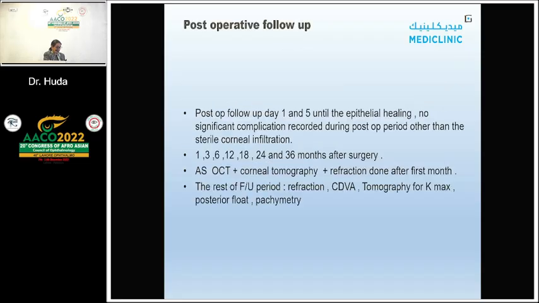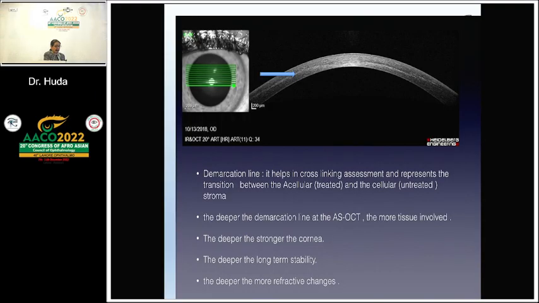Okay, so post-operative follow-up: 1 day, 5 days, 1 week, 1 month, 3 months, 6 months. The most important part after crosslinking is looking for the demarcation line. The demarcation line is the line between the treated and untreated cornea. The deeper the demarcation line, the more tissue is involved. The deeper, the stronger the cornea. The deeper, the longer the term of stability. The deeper, the more refractive error changes.